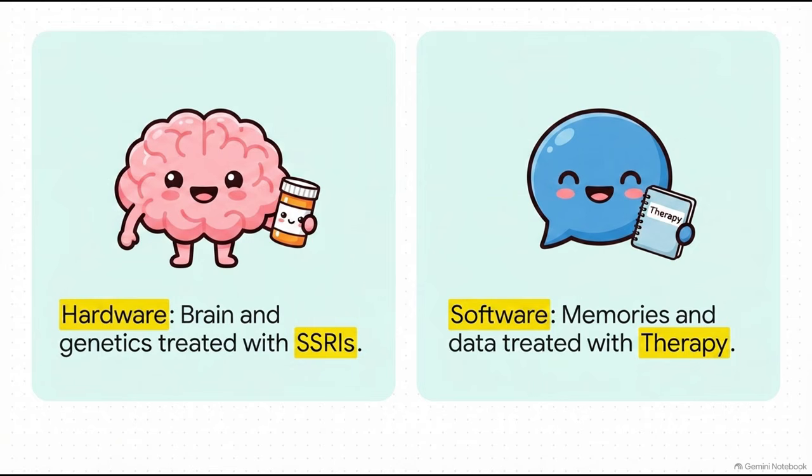Think of the brain as your biological hardware. If your hardware is running way too hot, meaning you've got a brain that's genetically predisposed to feeling high anxiety, medications like SSRIs basically act as a biological cooling system to calm down that overly active amygdala.